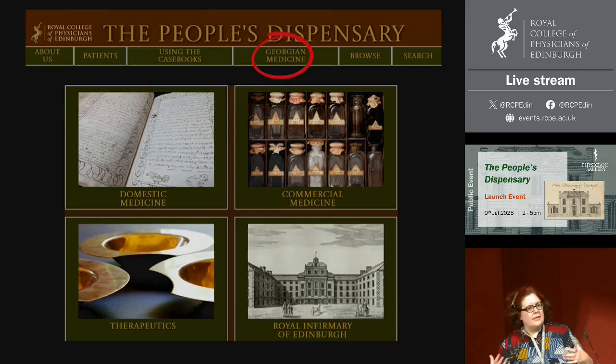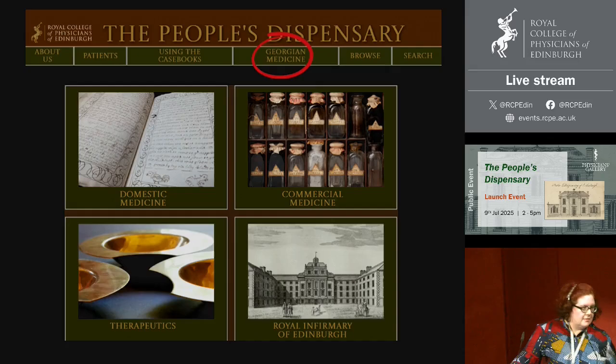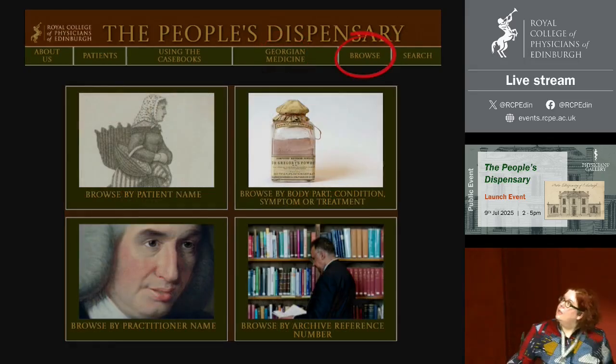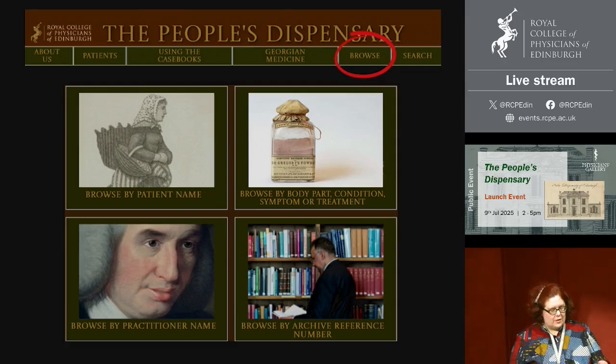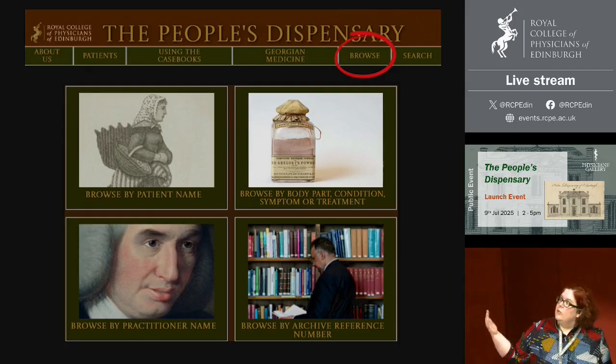So you get an insight into some domestic recipes and domestic medicine through this resource as well. And this is when we get into the proper bit, where actually all the real information is. So you can browse the collection in lots of different ways, and you can see them all listed here.